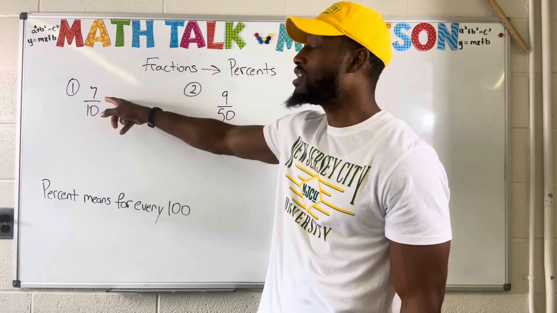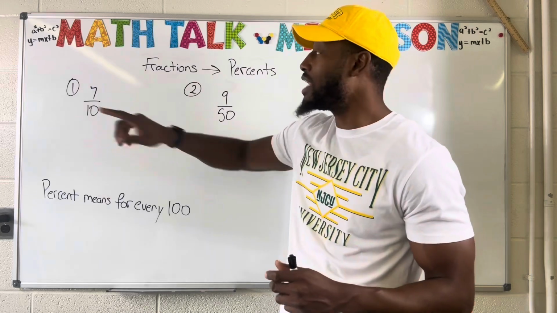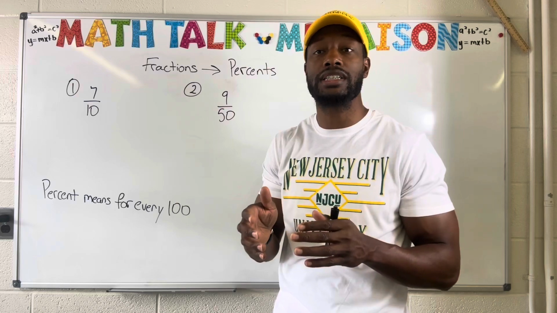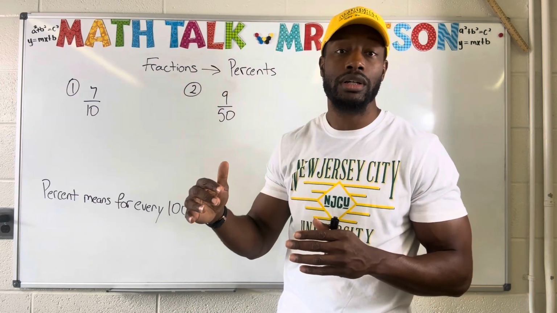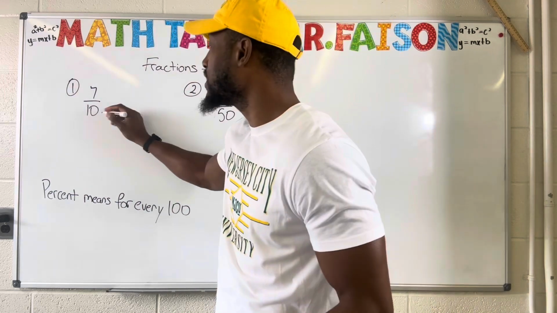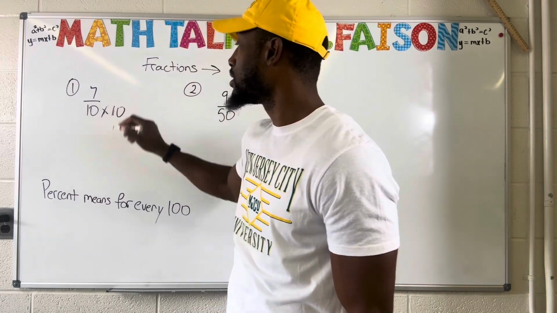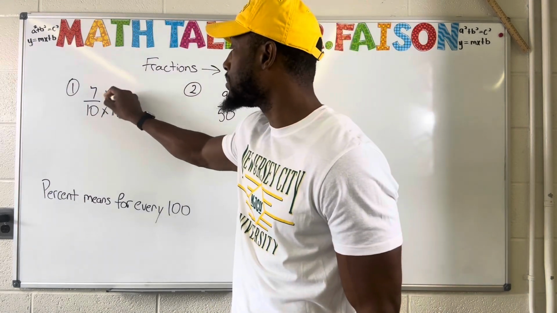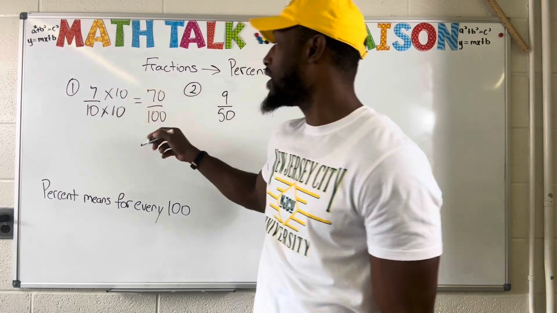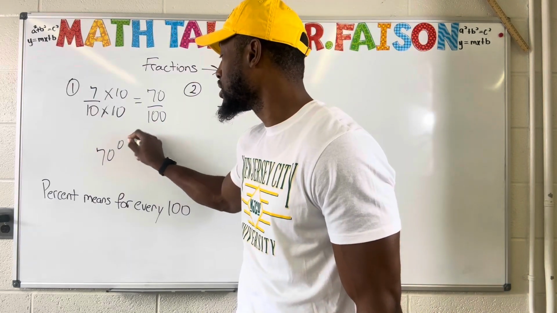We have 7/10. We have to turn this fraction into a percent. What we want to do is turn this denominator into 100. Remember in our previous problem, when we were turning percents into fractions, we just had to put 100 under the number. So we want to turn this into 100. 7 times 10 will give me 100. So whatever I do to the bottom, I do to the top. So now this is going to be 70 over 100. And if I want to turn this into a percent, we know this is nothing but 70%.